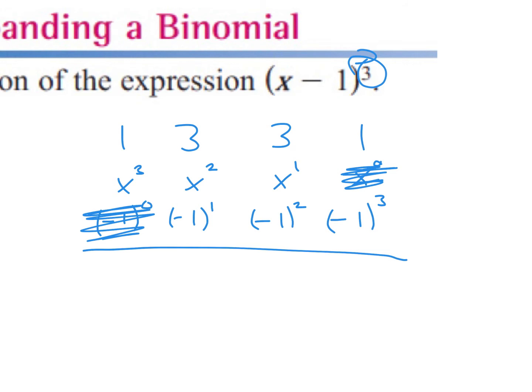And now I'm just going to combine my columns. So what's 1 times x cubed? X cubed. Next I have 3 times x squared times negative 1 to the 1st power. Awesome, negative 3x squared. What about 3 times x times negative 1 to the 2nd power? Perfect. Negative 1 to the 2nd power is positive 1, so this would be positive 3x. And then 1 times negative 1 cubed? Awesome, negative 1.